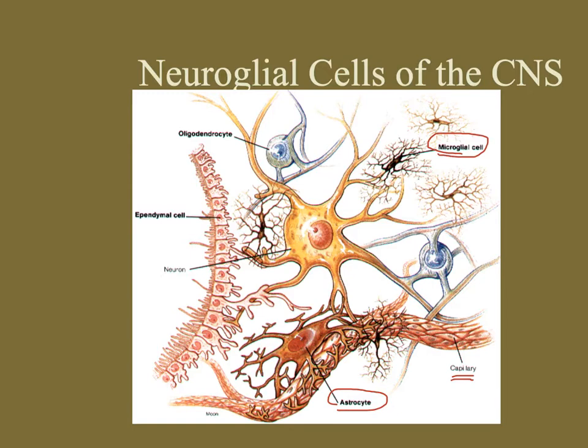Then inside your brain there is some space. They're known as ventricles. Down the middle of your spinal cord there is a space called the central canal, and traveling all throughout this space is your cerebral spinal fluid. And the ventricles and the central canal are lined by these epidermal cells, and they have cilia. You can see the little cilia here on the end.